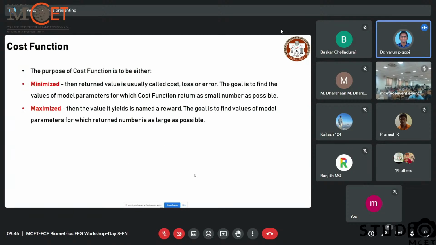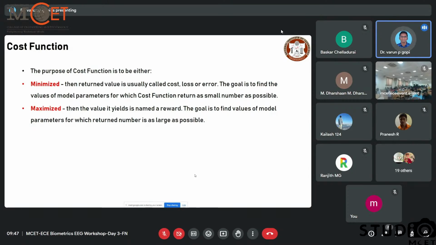There are 2 cases for the cost function. The first one is minimization and the second one is maximization. In minimization, the returned value is usually called a cost, loss, or error. If the error is coming, we need to minimize it. The goal is to find the values of the model parameters for which the cost function returns as small a value as possible, so that we can get a better prediction of the input.